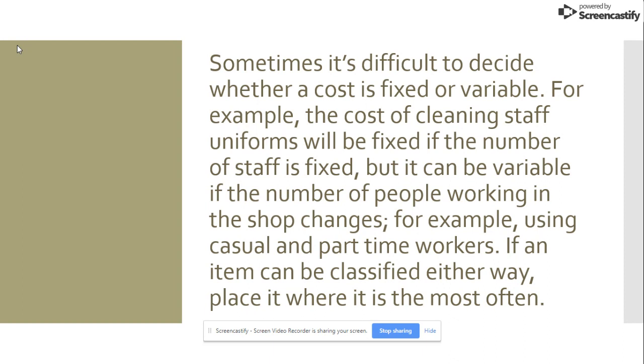So for example, if using casual part-time workers, if an item can be classified either way, place it where it is the most often. So if you're not sure, because it could be either way, think about where it is the most often and then put it either into fixed or into variable. Right, that's it for that one.